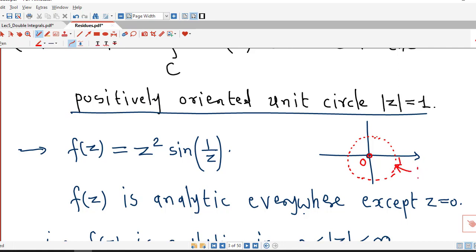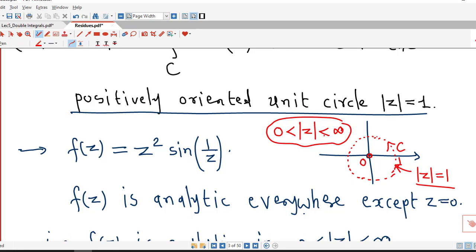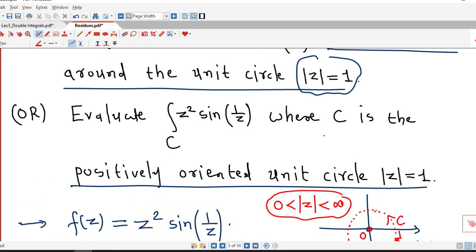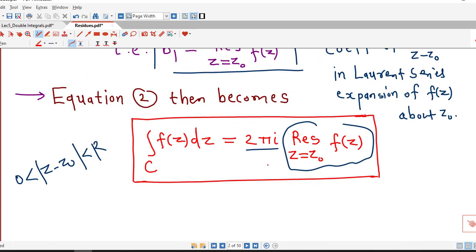If this distance is 1, this is the circle mod z equal to 1, which is a simple closed contour. Now our domain in which the function is analytic is 0 less than absolute value of z less than infinity. So this domain contains this simple closed contour mod z equal to 1, or this simple closed contour lies in this domain. So we can use this formula to evaluate the given integral.